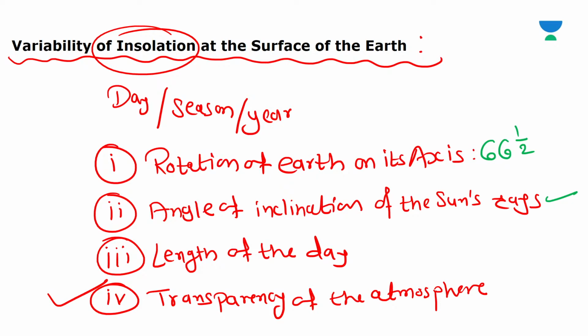Now, the area covered by vertical rays is always less than the slant rays, and if more area is covered, the energy gets distributed and the net energy received per unit area decreases. Moreover, these slant rays are required to pass through greater depth of the atmosphere, resulting in more absorption, scattering and diffusion.